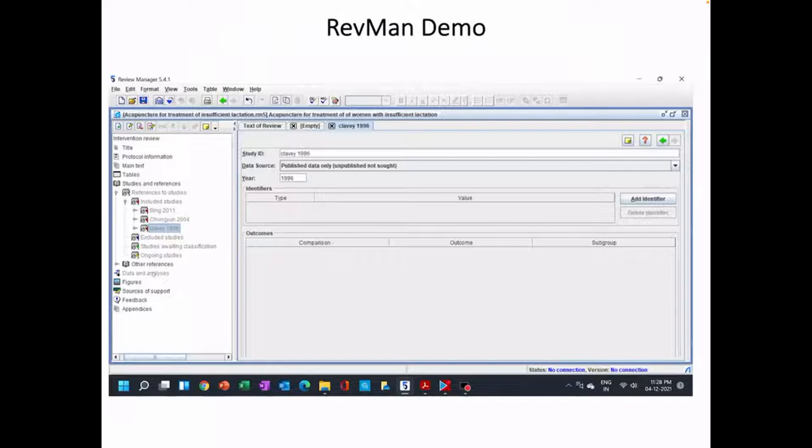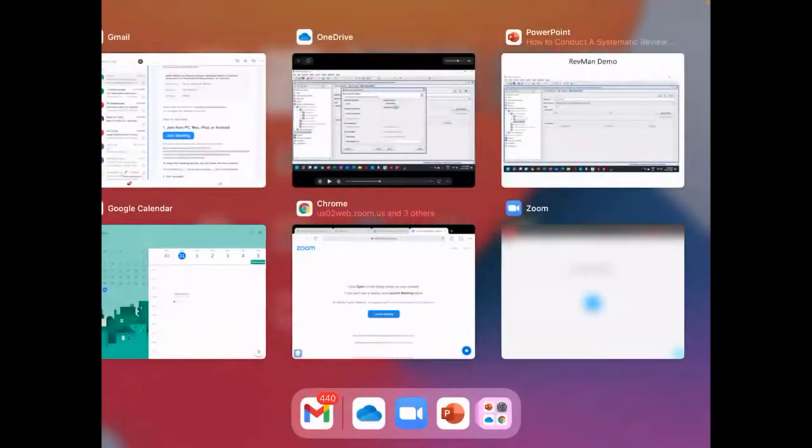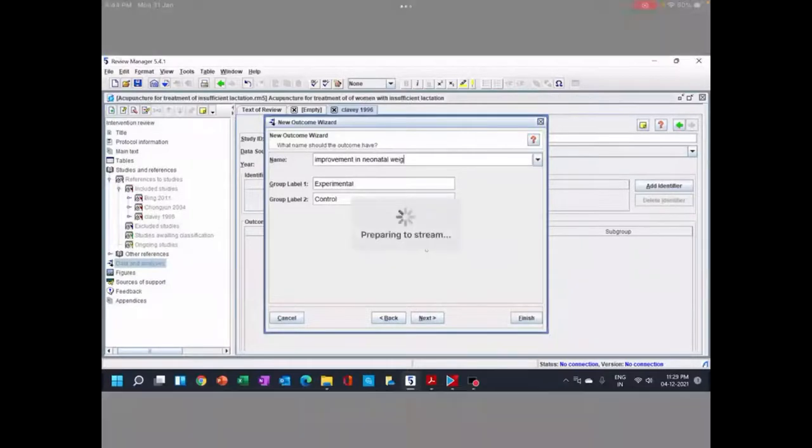So I think we are going behind schedule. This was a small video to give a demo of how to use RevMan for constructing the forest plot. So what I'll do is I'll very quickly run the video, not go through each point.